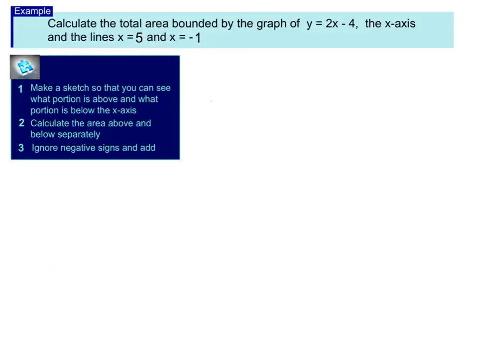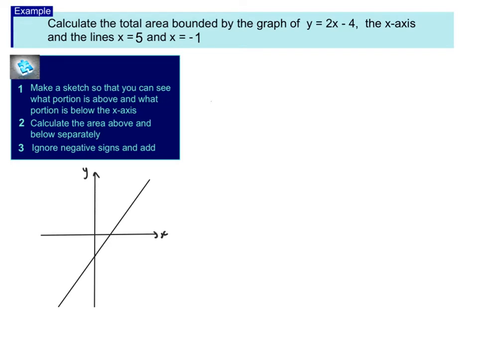So I've got the same problem as before. I'm going to calculate the total area bounded by the graph of y equals 2x minus 4 and the x-axis, and the lines x equals 5, x equals -1. So I'm going to start by making a quick sketch of this. So I've got my x and y axis. I'm going to have a straight line 2x minus 4. So I know that is going to be a positive gradient with a negative y-intercept down here.